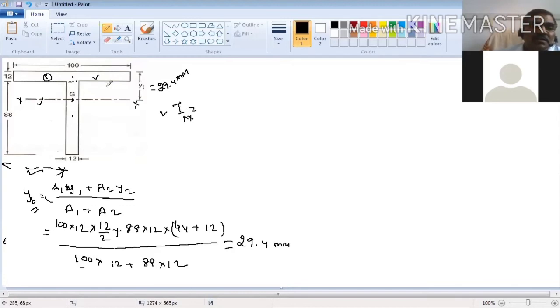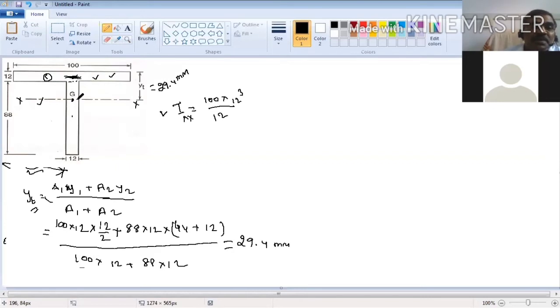This center of gravity is here, but the combined center of gravity is here, right? But for this body 1, about its own center of gravity, we know the moment of inertia. What is that? B d cube by 12. What is B? 100. So 100 into D cube by 12. This is the moment of inertia of body 1 about this axis.